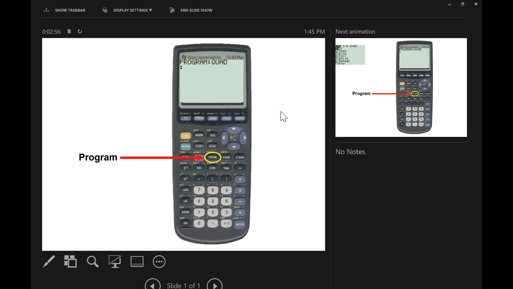The first thing I'm going to do now is press the program button again. What that's going to do is open up a menu that looks like this. Is everybody at this menu? Okay. See the screen on the side is what your screen should look like right now. Okay?